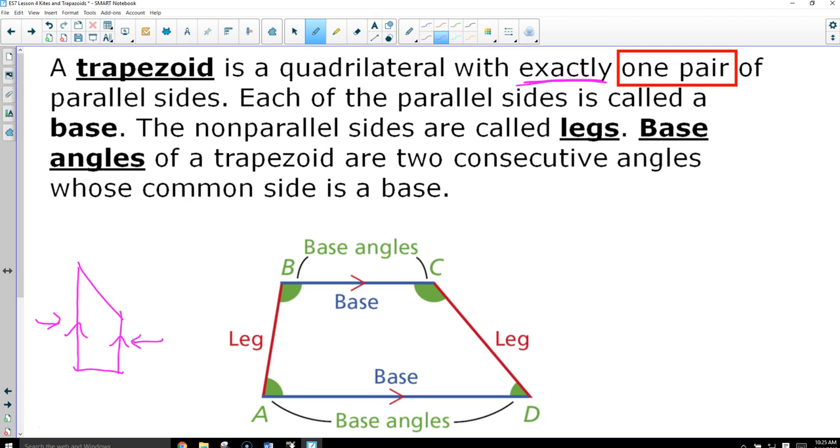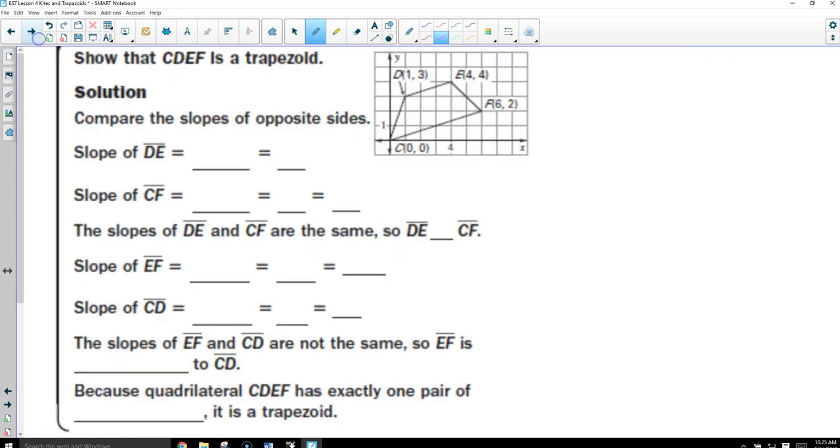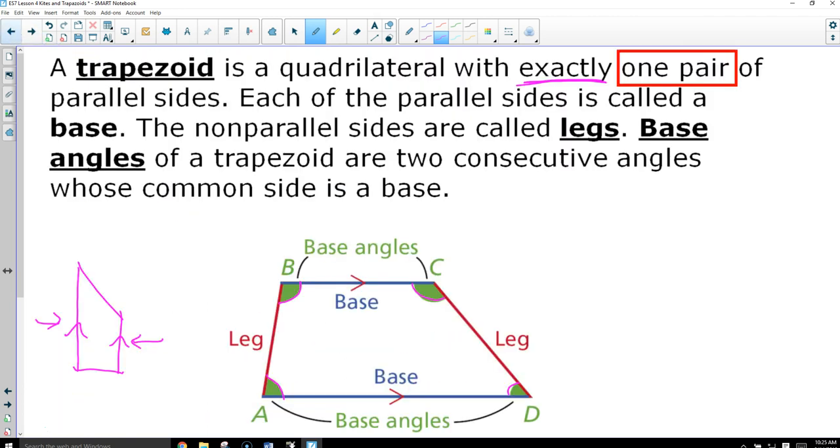We know that the base angles of a trapezoid are two consecutive angles whose common side is a base. So angle A and angle D are base angles. Angle B and angle C are base angles. One other thing that we know, remember that with these two lines being parallel and this being a transversal, angle A and angle B would be consecutive interior angles, so they would be supplementary. Same thing with C and D.